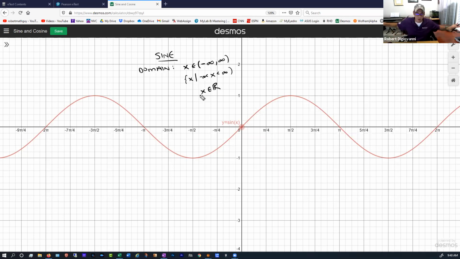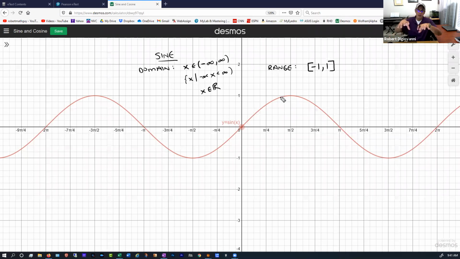So domain, you can plug any number you want into the sine function. There's no restrictions. Now in terms of range, it's the outputs. And the outputs all have to be between -1 and 1. Now, can it ever be 1 and -1? Does sine ever actually spit out the number 1? At pi over 2, sine of pi over 2 is 1. And sine of 3 pi over 2, at the bottom of the unit circle, is -1. So the range would actually include -1 and 1. And so you would put -1 and 1 in brackets, not in parentheses.